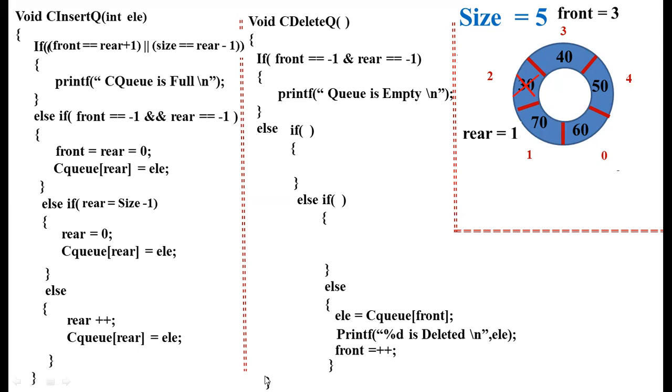Next time, suppose I want to delete one more element, what will happen? Which element will get deleted? The element 40 will get deleted and the front becomes 4.